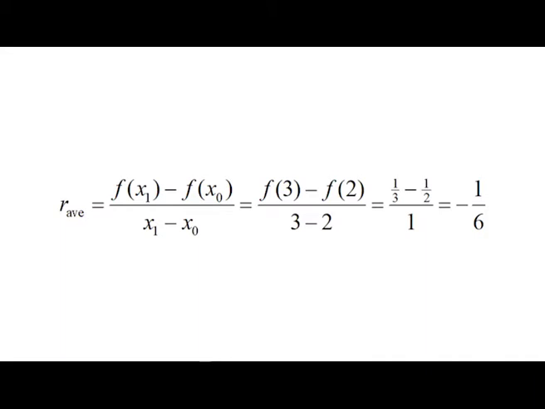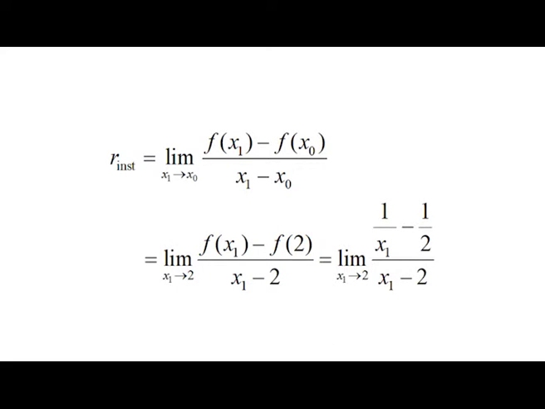For the curve y = 1/x, we first find the average rate of change of y with respect to x over the closed interval [2, 3], with f(x) = 1/x, x0 = 2 and x1 = 3. R average = (f(x1) - f(x0)) / (x1 - x0), which is equal to (f(3) - f(2)) / (3 - 2), which is equal to (1/3 - 1/2) / 1 = -1/6. Thus, on the average y decreases 1/6 units per unit increase in x over the interval [2, 3].